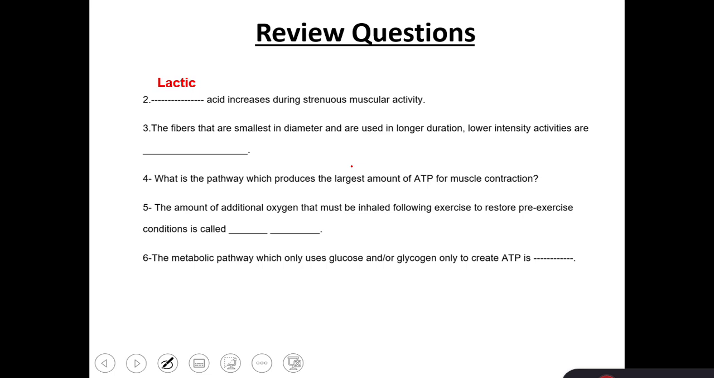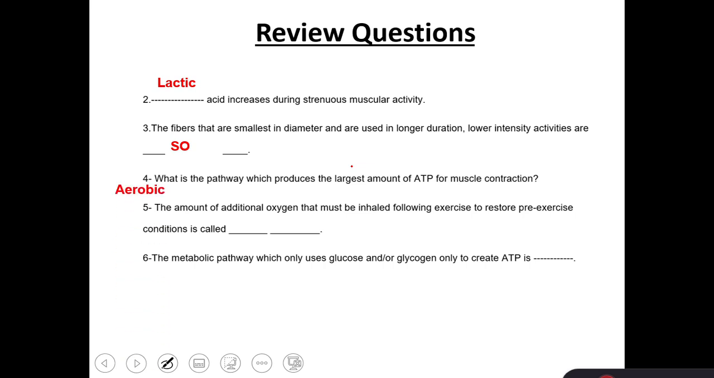The fibers that are the smallest in diameter are used in longer duration, lower intensity activities. Are what kind of fibers? They are the slow oxidative ones. They have a lot of mitochondria. What is the pathway which produces the largest amount of ATP? Remember that in the glycolysis, we have only 2 ATP from one glucose molecule, but in the aerobic process, we have 36 from one glucose molecule.